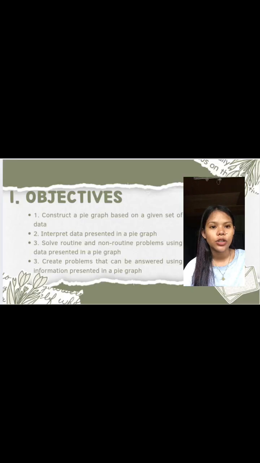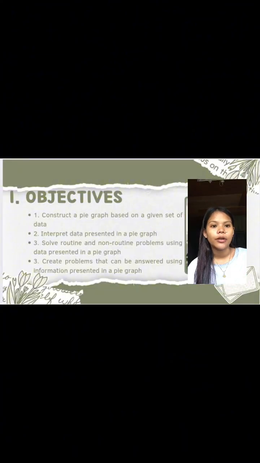First is construct a pie graph based on a given set of data. Second is interpret data presented in a pie graph. Third, solve routine and non-routine problems using data presented in a pie graph. Last is create problems that can be answered using information presented in a pie graph.